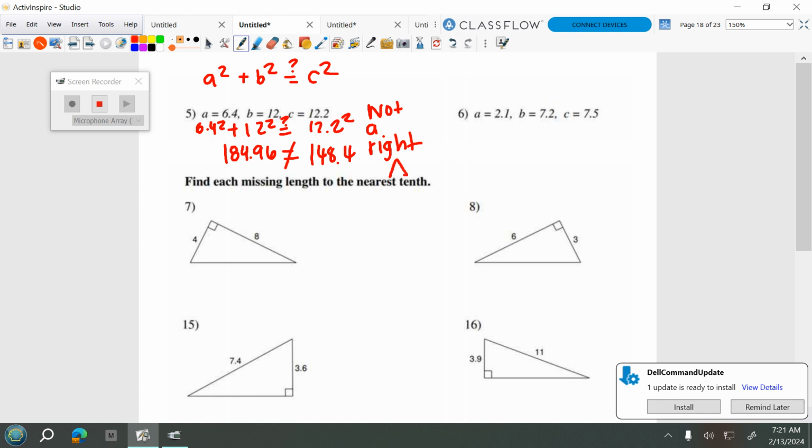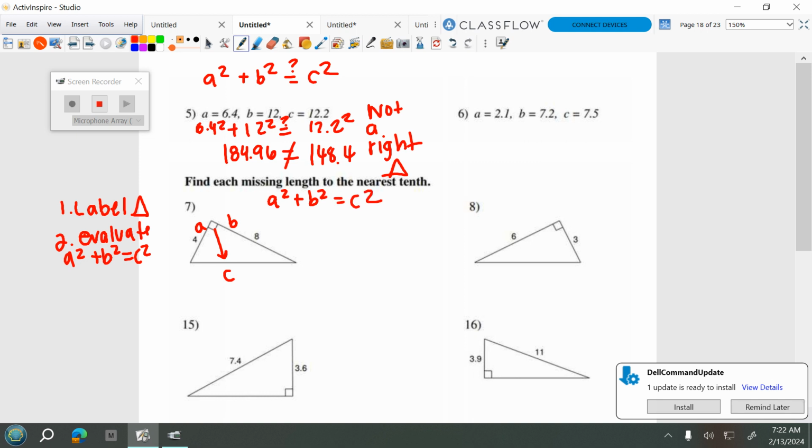All right. In the next part, we're using purely the Pythagorean theorem because we're finding each missing side length to the nearest tenth. So, the rules: 1, label the triangle. 2, evaluate a squared plus b squared equals c squared. So c is always across from the right angle. A and b don't matter.